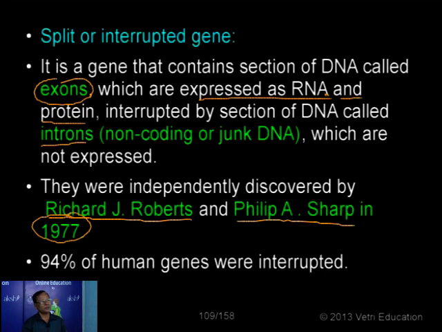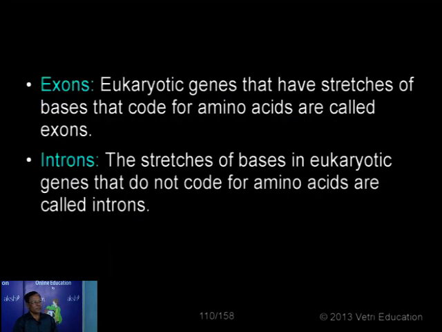Both are transcribed. After which the mRNA, or pre-mRNA, or heterogeneous nuclear RNA, is spliced. And then we join the coding sequences to form a mature RNA, which is translated to form a protein. Once again, I want to discriminate exons and introns.